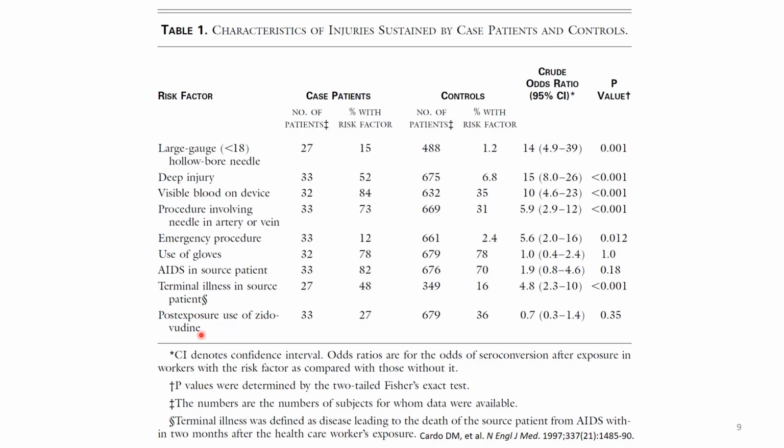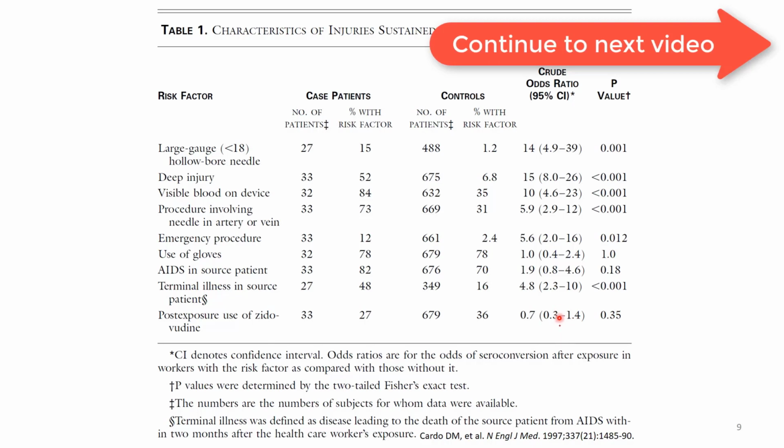If after exposure everybody receives zidovudine, which is an HIV drug, you can see that it made no difference between the two groups. Meaning that the patients were not at increased odds of developing HIV if they receive zidovudine. So you can see the p-value is statistically insignificant, and the confidence interval includes 1. So this goes from 0.3 to 1.4. So the 1 is actually included in the middle between 0.3 and 1.4.